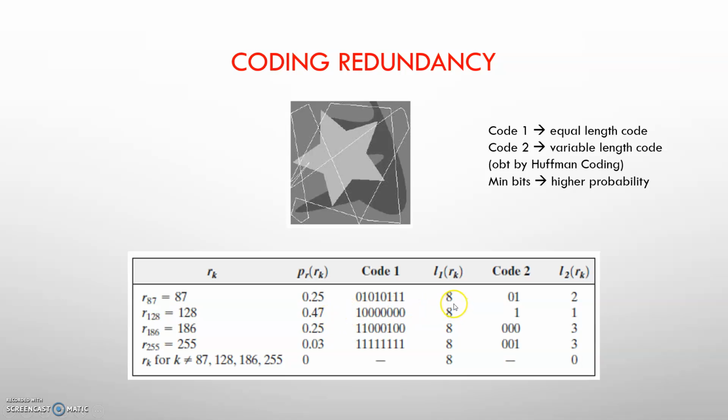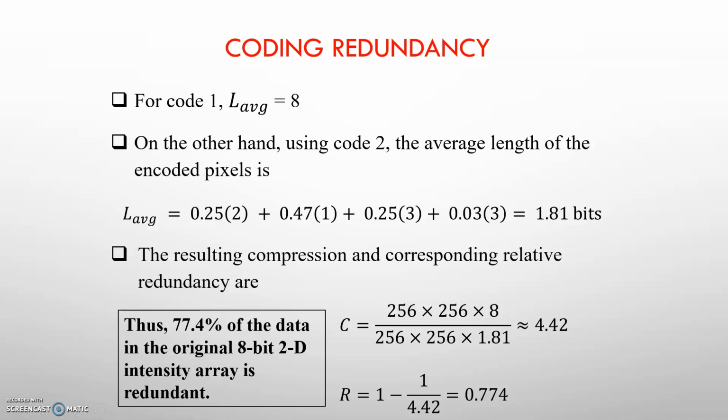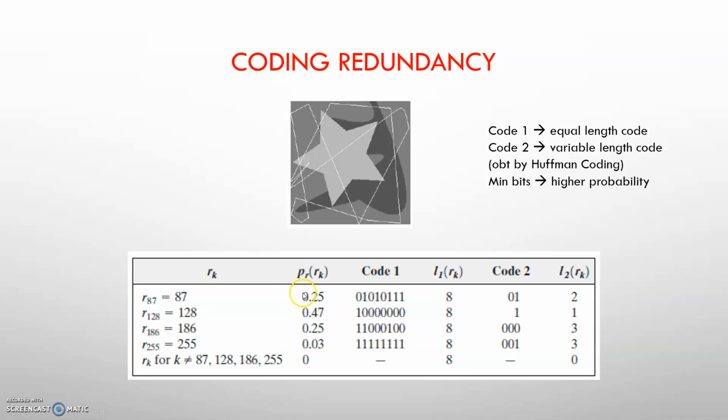So here you can see using code one, for everything you have 8, but using code two, here this was a fixed length code, but here we are going to have a variable length code. So here we have 2 bits, 1 bit, 3 bits, 3 bits, right? So it will be more clear through this. Now for code one, we calculated L average before, and it came out to be 8. But if we try to calculate it using code 2, then what will be the L average? So if you just see over here, we just said that it is going to be L(rk) into probability.